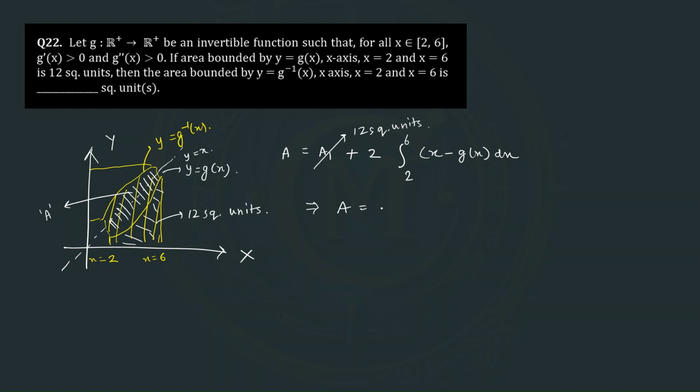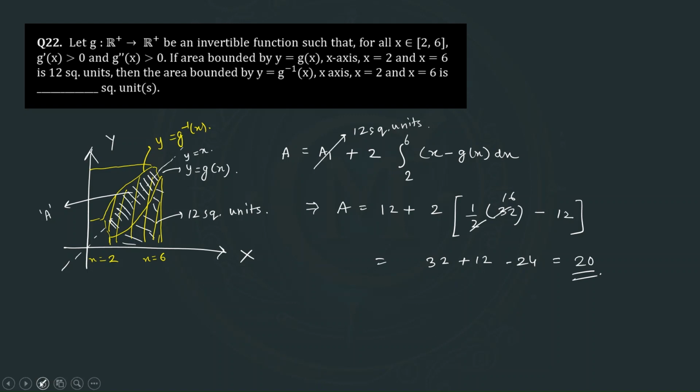So A will be equal to 12 plus 2 times. Now integral x dx from 2 to 6 will be half times 36 minus 4, so 32. Then integral 2 to 6 g(x) dx is equal to A1 itself, which is 12. So it comes out to be 16. So 32 plus 12 minus 24, that is 32 minus 12, which comes out to be 20. So 20 is the correct answer for this question.